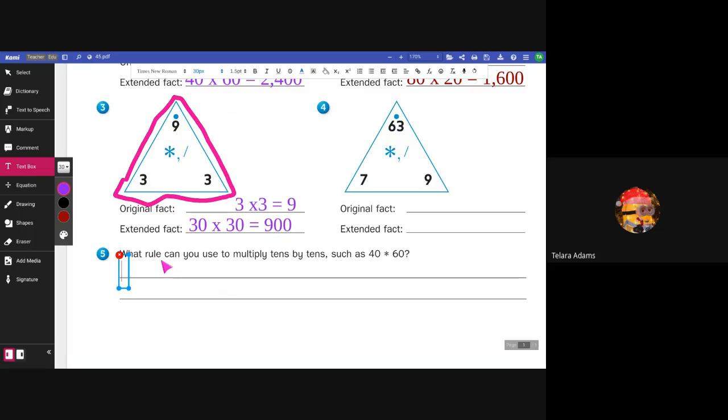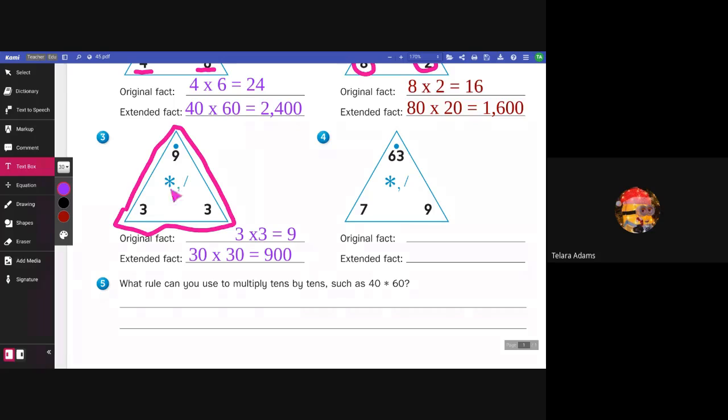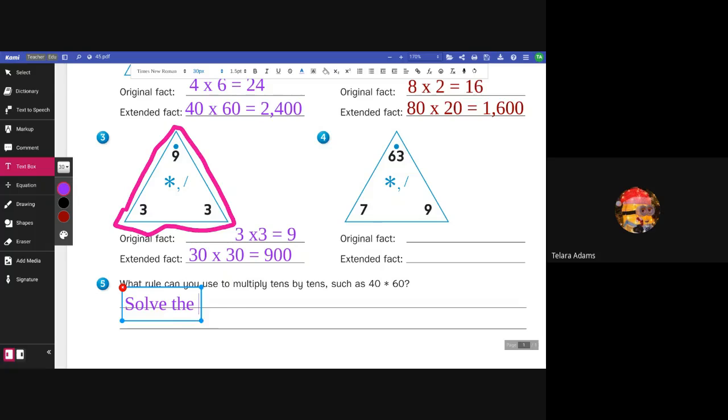What rule can you use to multiply tens by tens, such as 40 times 60? What rule can you use? How did we solve 30 times 30 and 40 times 60 and 80 times 2? What did we do first? Yes, we solve the basic fact first. What is that basic fact for 40 times 60? 4 times 6 equals 24.